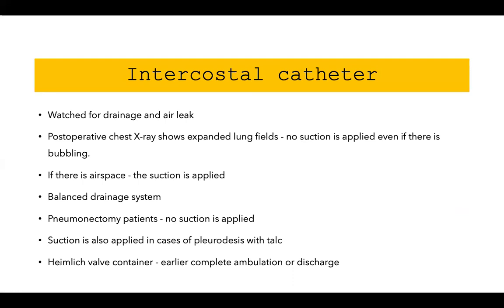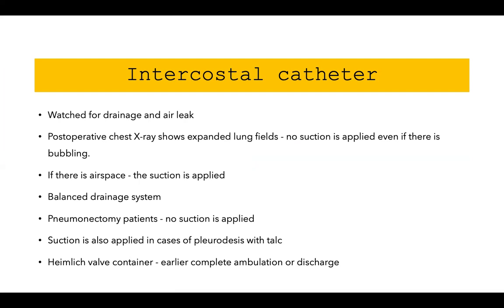In terms of the intercostal catheter, we usually watch for drainage and the air leak. If the postoperative chest X-ray shows an expanded lung field, then no suction is applied, even when there is bubbling through the intercostal tube or catheter. If there is, as I mentioned, a non-resolving pneumothorax, then we apply negative suction. And nowadays, we are using something called a balanced drainage system.